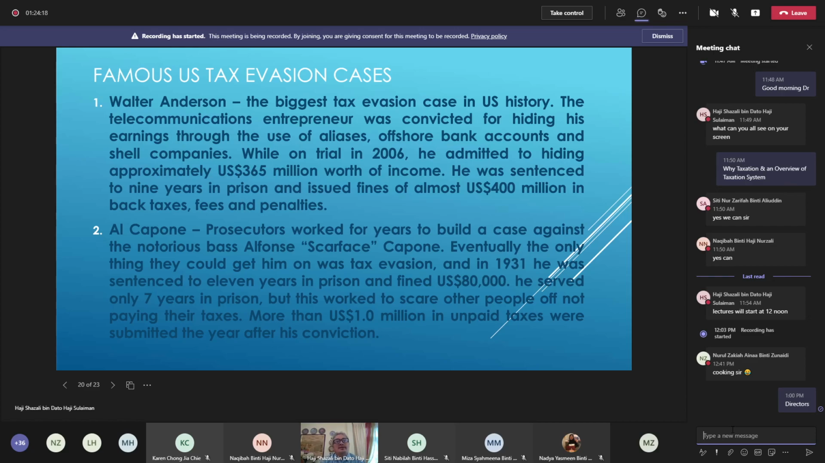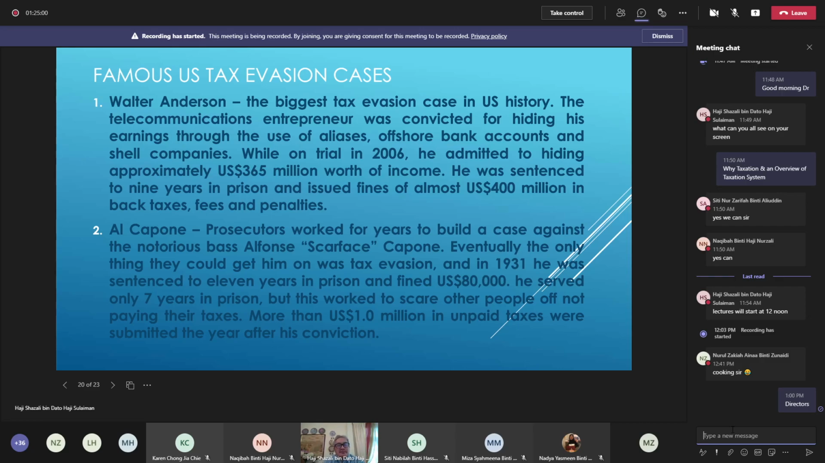Okay, what other cases? This is, I think, in the US. Walter Anderson, the biggest tax evasion case in US history. A telecommunication entrepreneur was convicted for hiding earnings through the use of aliases, offshore bank accounts, shell companies. While on trial in 2006, he admitted to hiding approximately 365 million worth of income. How did he hide it? By transferring all this money through all these different bogus companies, offshore companies. He was sentenced to 9 years in prison and issued fines of almost 400 million US dollars in back taxes, fees, and penalties.